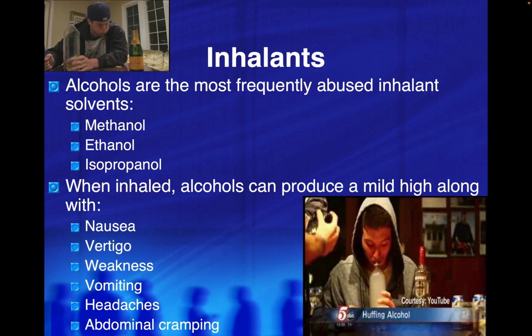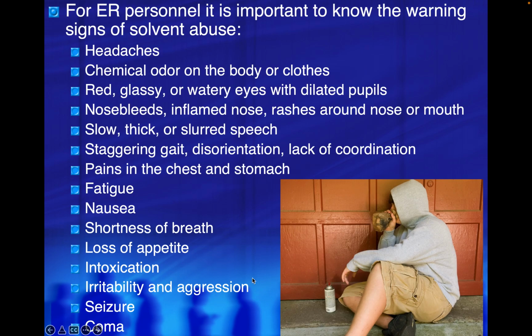Alcohols are the most frequently abused inhalant solvents: methanol, ethanol, and isopropanol. When inhaled, alcohols can produce a mild high, along with nausea, vertigo, weakness, vomiting, headaches, and abdominal cramping. Seems kind of stupid. What they're actually after isn't the nausea, the weakness, the vomiting, headaches, and abdominal cramping. What they're after is the vertigo. That makes them feel great.